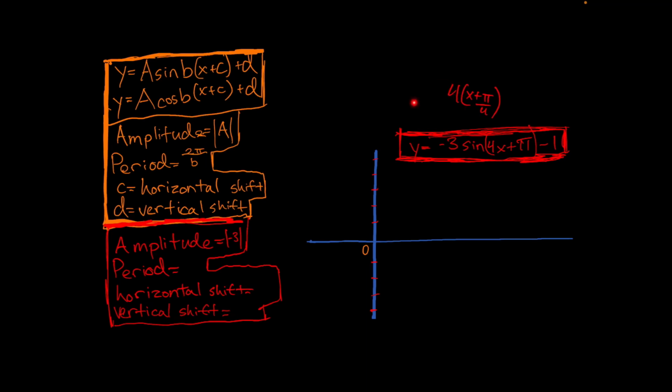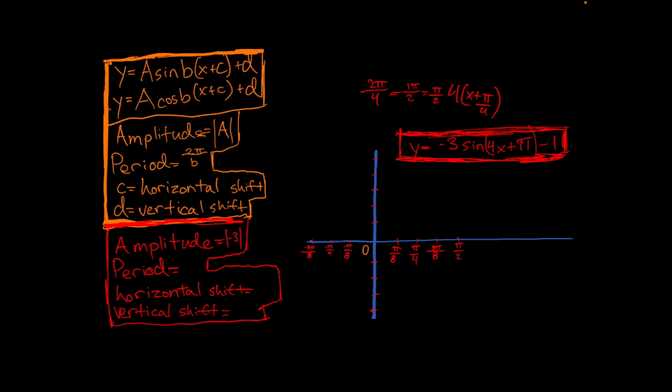So now we have a 4 right in front of the parentheses, a b right here in front of the parentheses, and the period equals 2 pi divided by b. So now we can write 2 pi divided by 4, which can be simplified to 1 pi divided by 2, which can be simplified to pi divided by 2. Alright, so you can see that I wrote some tick marks on the x-axis.